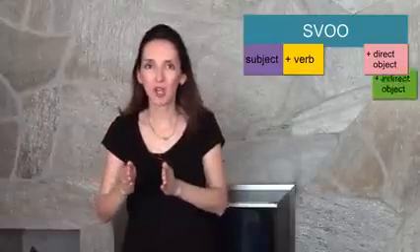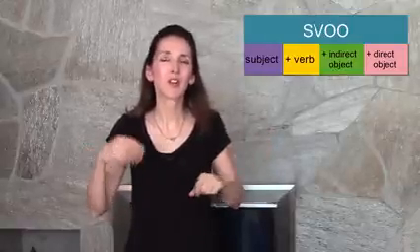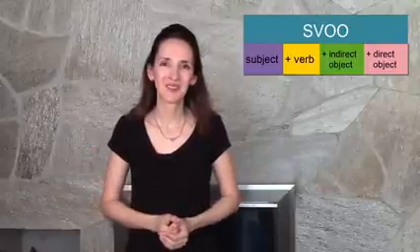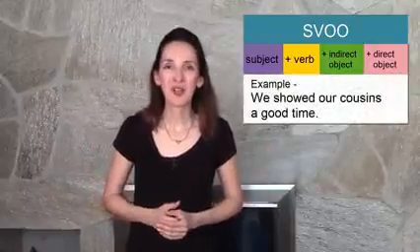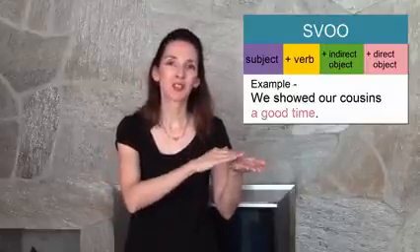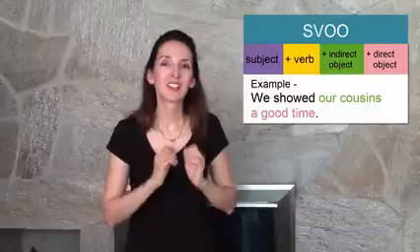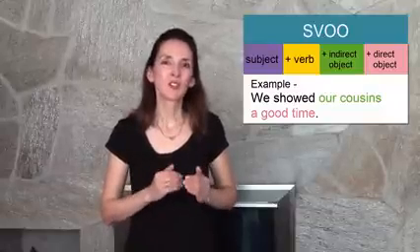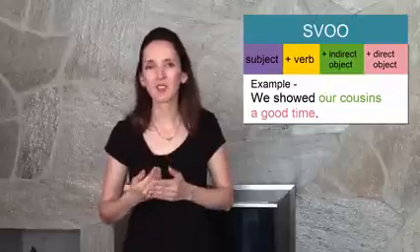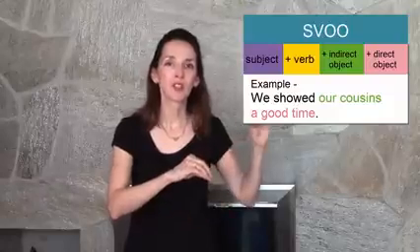But with some verbs, we can drop the preposition and move the indirect object so that it comes between the verb and the direct object. It's the only time we can do that. We don't normally separate a verb from its direct object. We showed our cousins a good time. What did you show? A good time. That's the direct object. Who did we show it to? Our cousins. That's the indirect object. The indirect object is often the one who receives the action. We showed our cousins a good time. Indirect object, direct object.